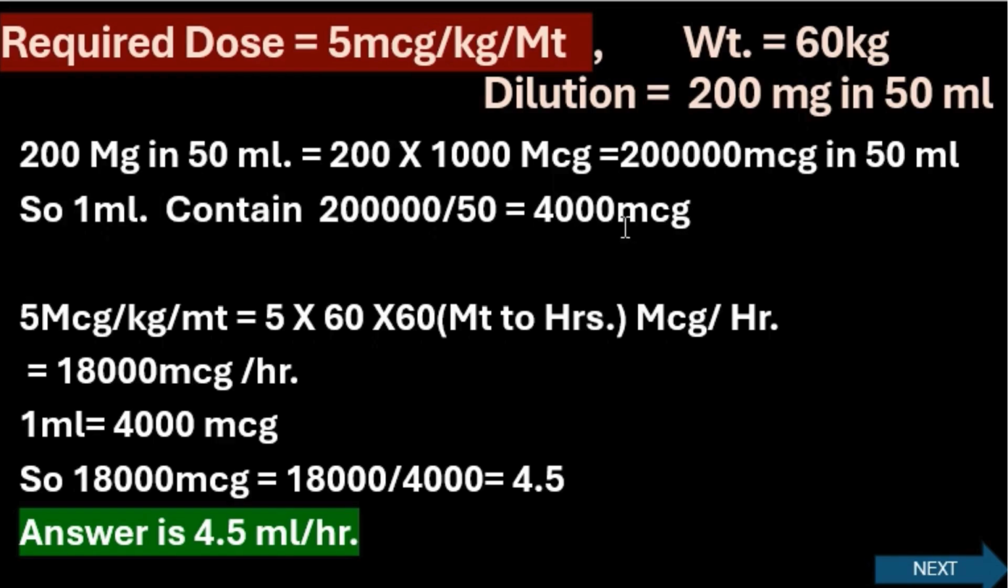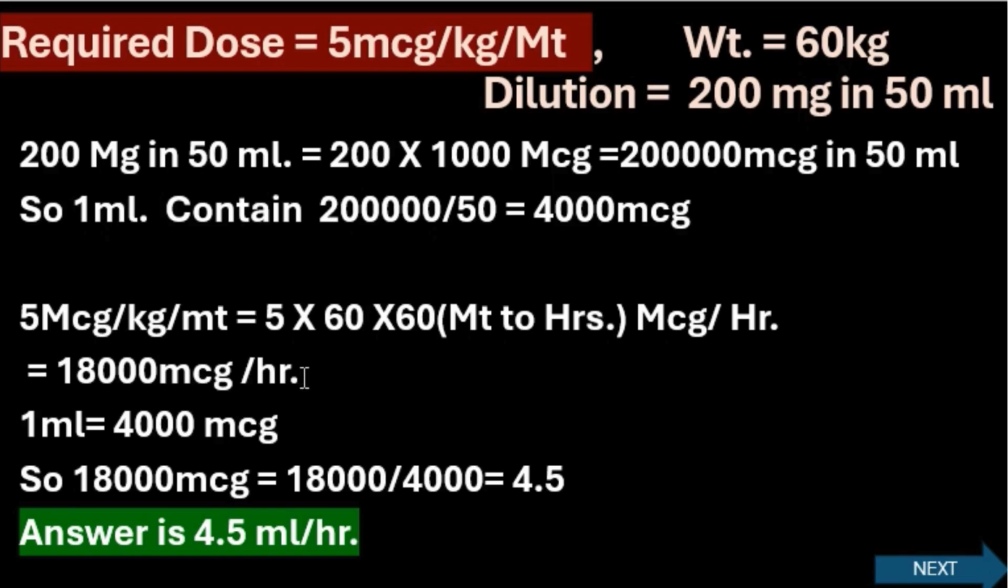Now go to the formula. 5 microgram per kg per minute is 5 into the kg. 5 is microgram, then 60 is the kg. So 5 into 60, then minute to hour. 1 hour is 60 minutes, so that's why we are multiplying by 60. That much microgram per hour it should go. So 5 into 60 into 60 is 18,000 microgram per hour it should go.